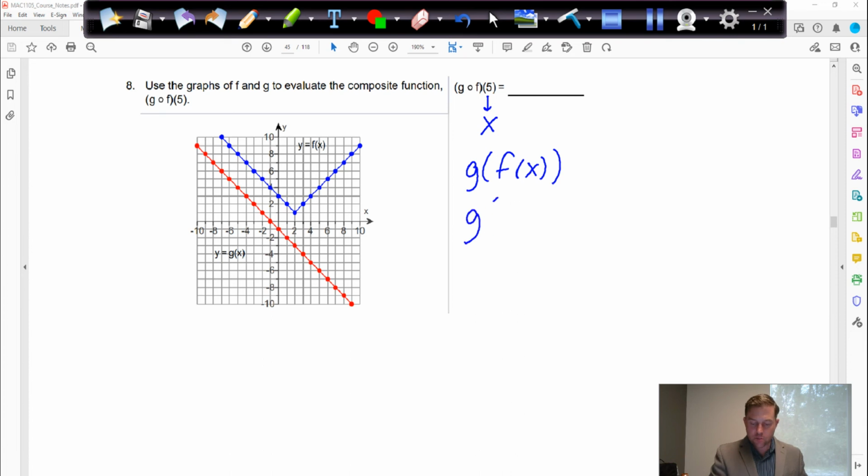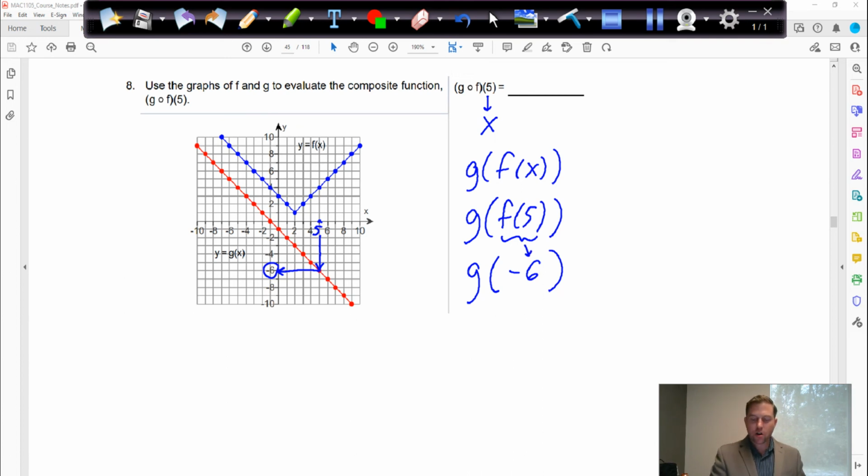So they want us to go to x equal to 5 on the f curve. So we go to 5, which is right here. And then we go to the f curve, which is this red one. And we go straight across, and the answer is minus 6. So f of 5 is really minus 6.